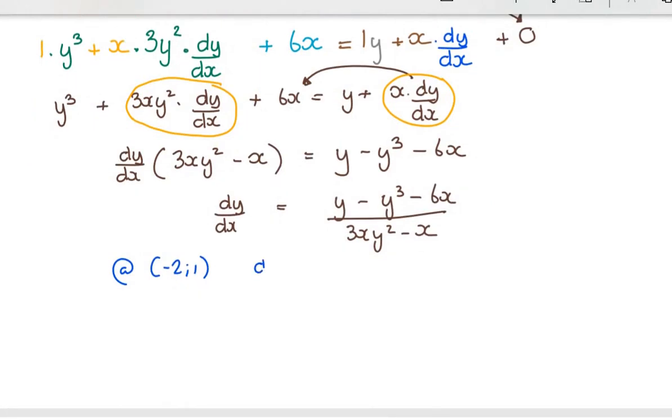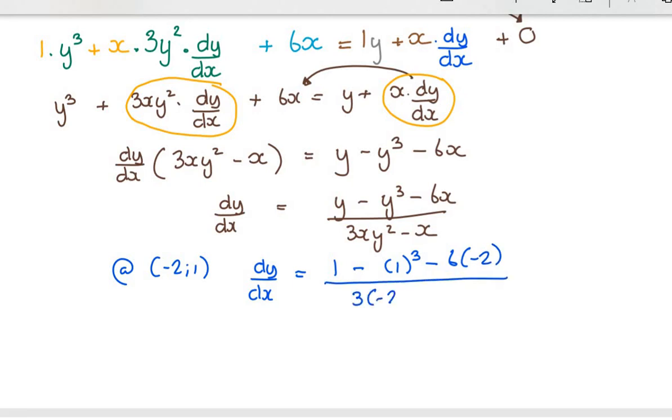So therefore dy/dx would be equal to 1 minus 1 cubed minus 6 times negative 2, all over 3 times negative 2 times 1 squared minus negative 2. Now I'd probably just use my calculator to work this out.